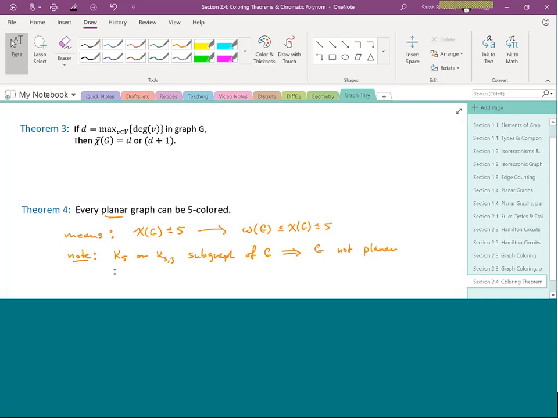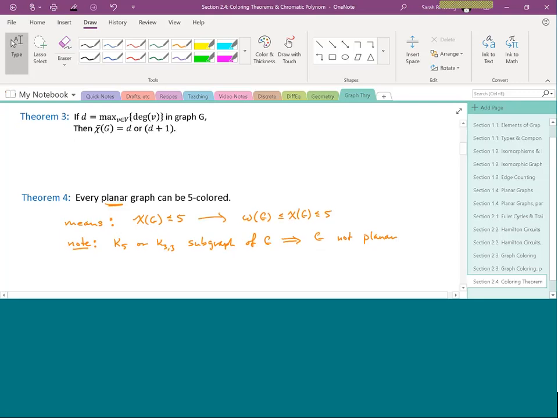Now, it turns out 5 colors is relatively straightforward to prove. Your book actually goes through the details of how you can get to 4 colors, and it's totally dealing with those subgraphs of K5 and K3,3. Okay. It basically says if you have to use more than 5 colors, you're guaranteed that you have one of those 2 subgraphs, is roughly speaking what it says.